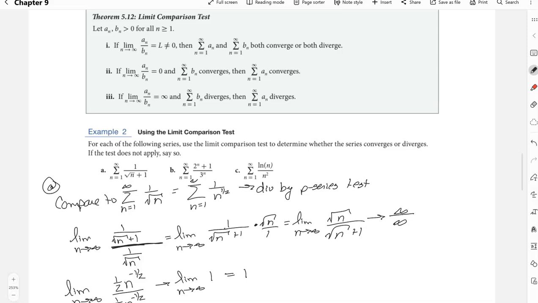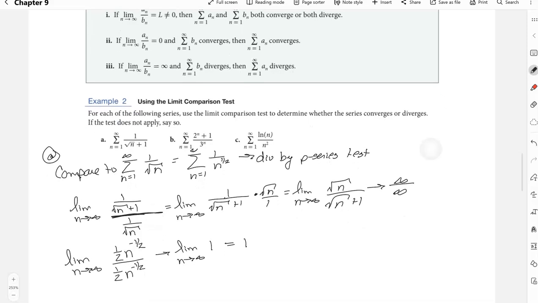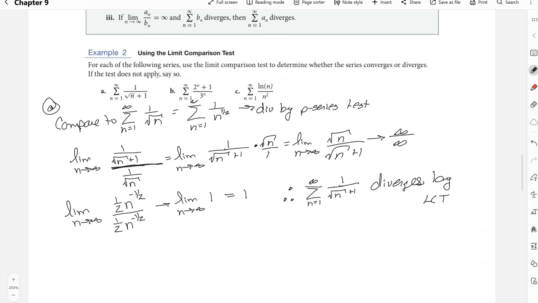So using part 1 of the theorem, we can conclude both either converge or diverge. So we're going to say, therefore, this sum from 1 to infinity of 1 over square root of n plus 1 is going to do the same thing as the series that we picked, which we knew was divergent. So it diverges by limit comparison test, and I'll abbreviate that LCT.